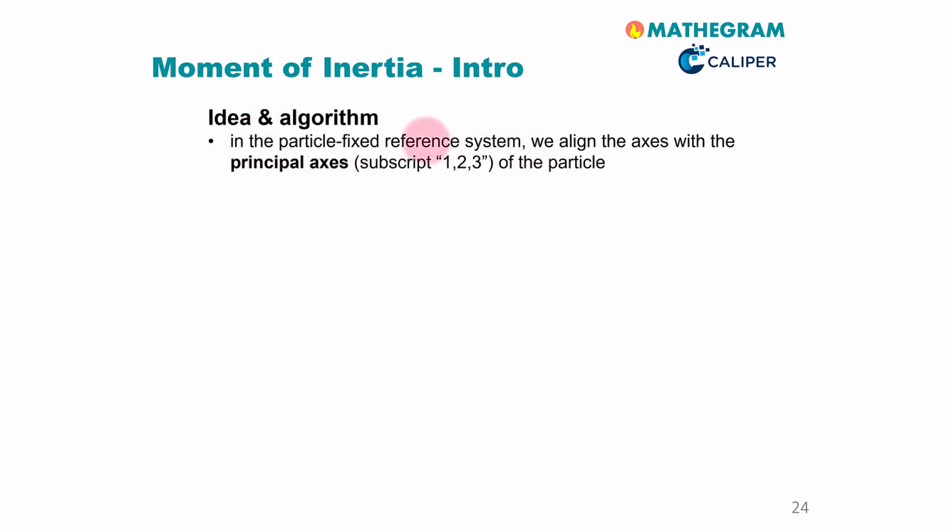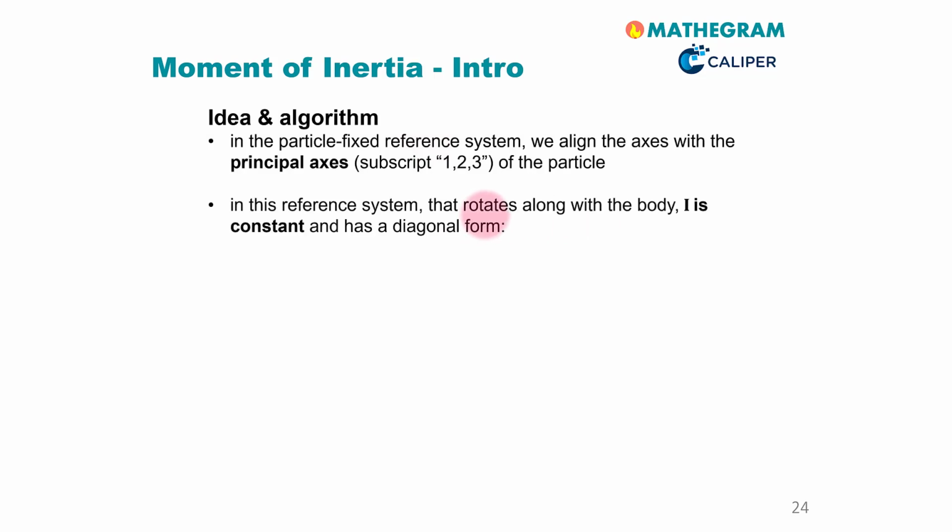Here we use these subscripts 1, 2, 3. The reason for such a choice of the particle-fixed reference system is that the moment of inertia in this reference system is constant and has a diagonal form. So we just need 3 values, I1, I2 and I3, to characterize the moment of inertia of the particle.